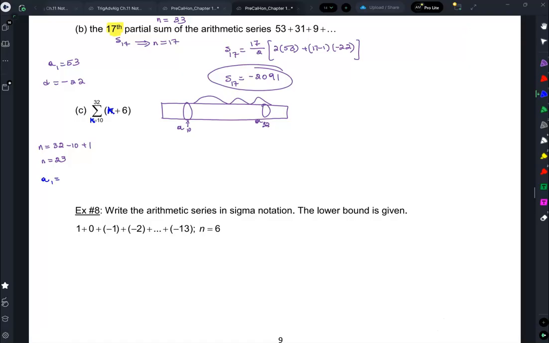Now we have to find a sub 10 rather. That's the first term. a sub 10 is 10 plus 6, 16. And then the last term is a sub 32, 38.